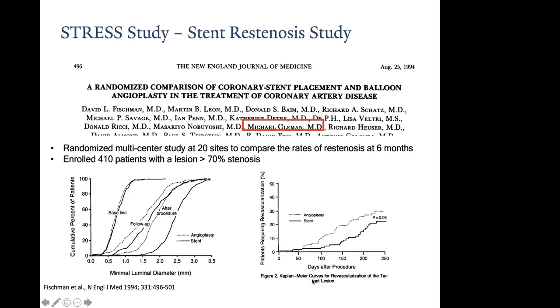And then looking at patients requiring repeat revascularization, again, at 6 months or less than a year, people with stents, this was nearly significant, had a lower rate of reintervention compared to angioplasty alone. So these were both considered positive studies for stent placement.